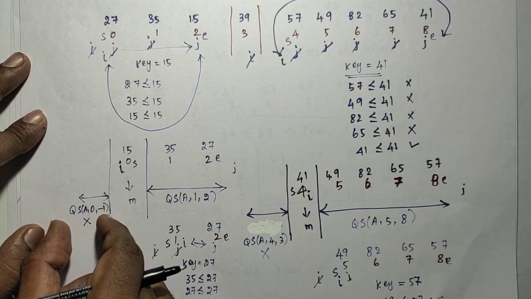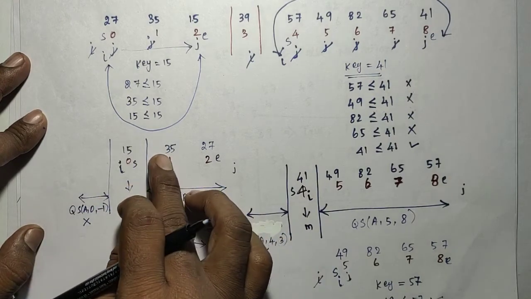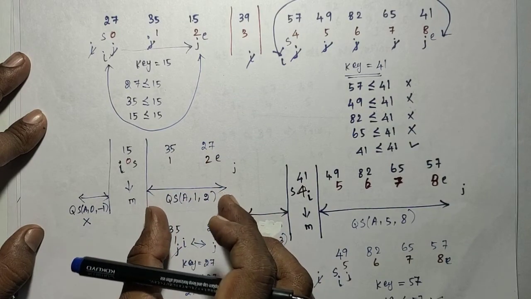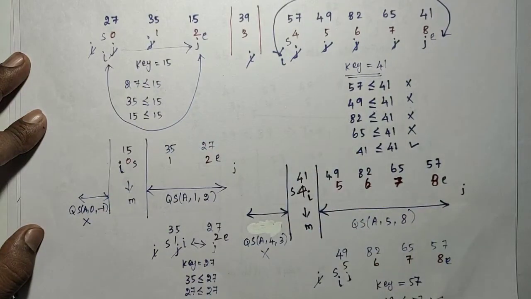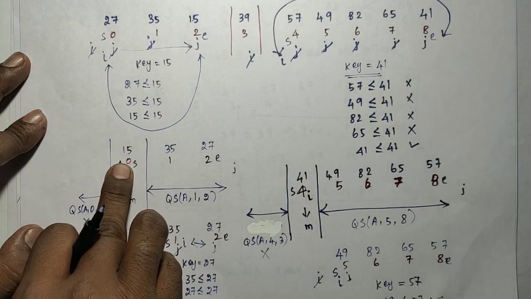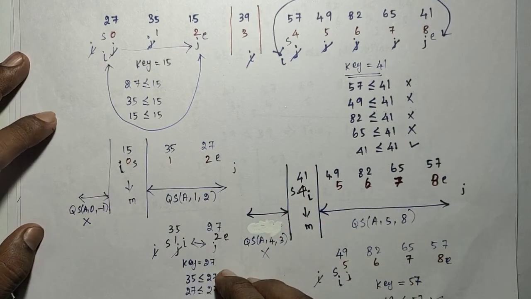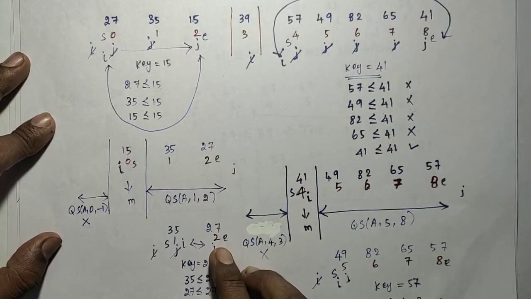Left side there is no change, there are no elements. Right side there are two elements, 35 and 27. Again the quick sort has to be applied here. Here again based on the 27 the split will occur. So there is no change at 0, 0 is sorted. Now between 1 and 2 if I apply the quick sort, the partition happens based on the 27.